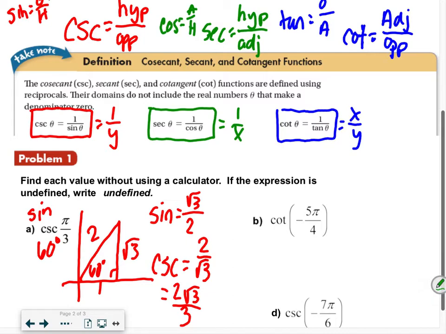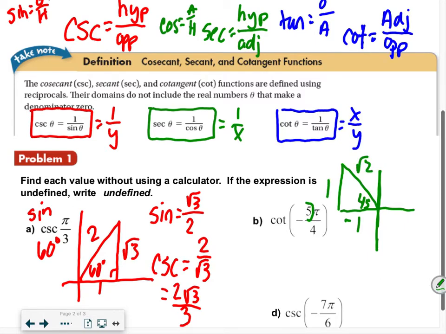Cotangent of negative 5 pi over 4. So I'm more than 1, so more than 90. I'm pi over 4 more. So I'm up here at 45 because I got a negative. Again, using our standard, this is a negative 1. This is 1. This is square root of 2.